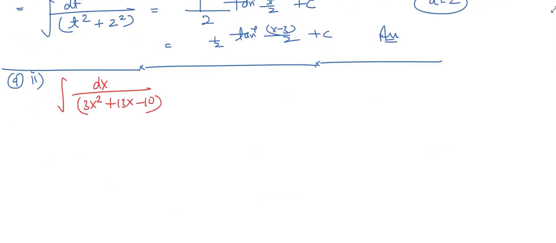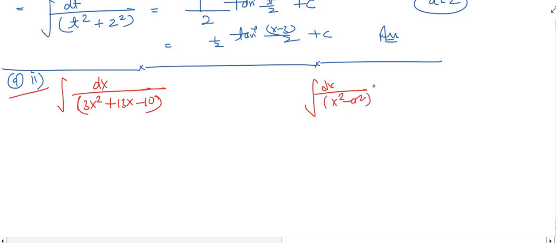This is the ninth question part. See here carefully. This is the ninth question part: dx by 3x square plus 13x minus 10. Now look at all of your formulas. Let me write just one formula for your reference.